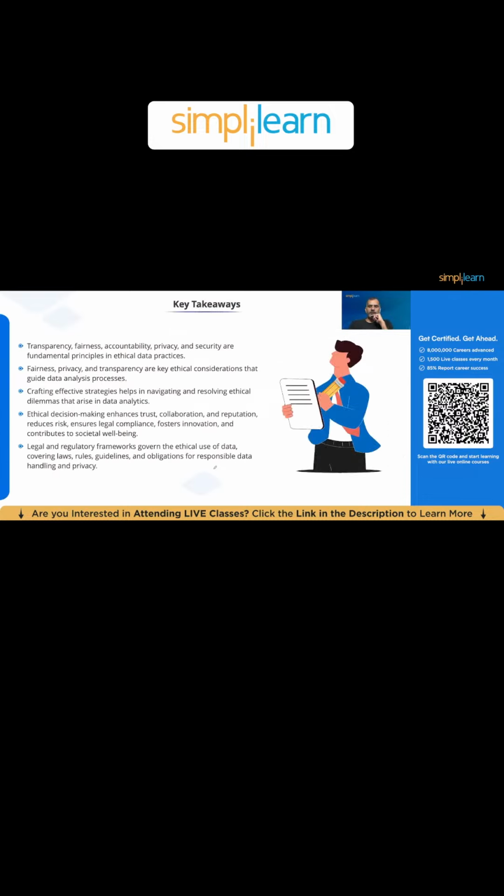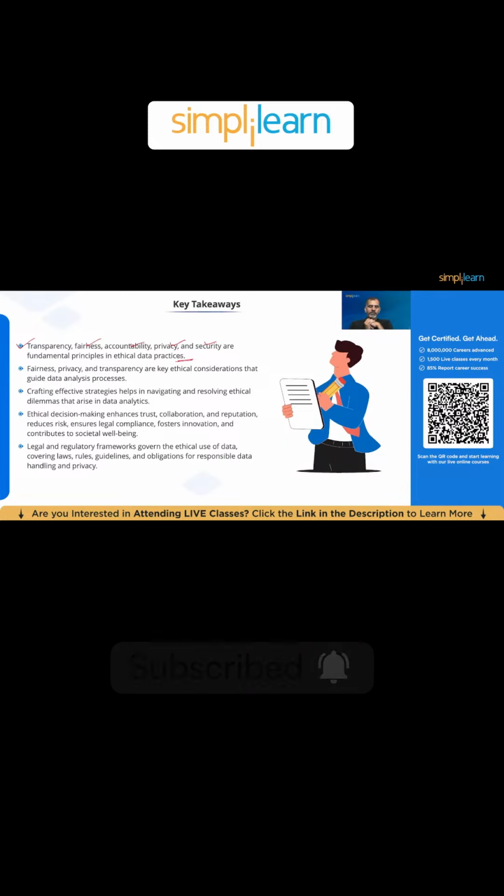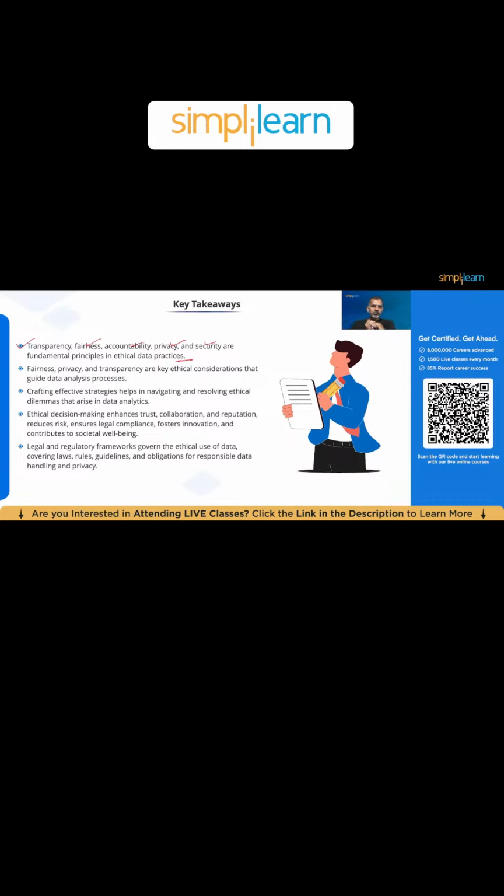We'll come back to this guided practice. Before that, let us discuss the key takeaways of today's discussion, guys. Please let me know if you are not clear with any of these points. So can I say transparency, fairness, accountability, privacy, and security are the fundamental principles of ethical data practices, and we all understood the role of these key principles. These are the five principles of ethical data practices.